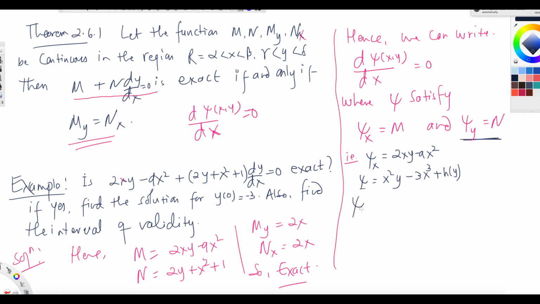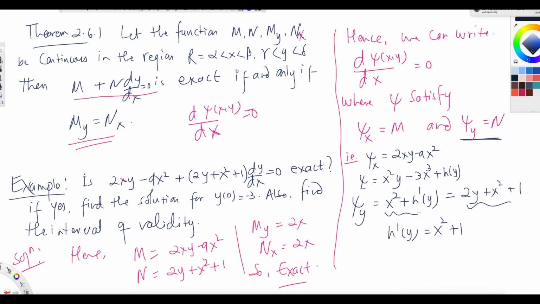Then what is psi y? Psi y will be x squared plus h prime of y, equals, what is N? N is 2y plus x squared plus 1. You see that? So now let us compare this with that one. Instead of x squared, there is x squared. So we need h prime of y equals, sorry, 2y plus 1, right?